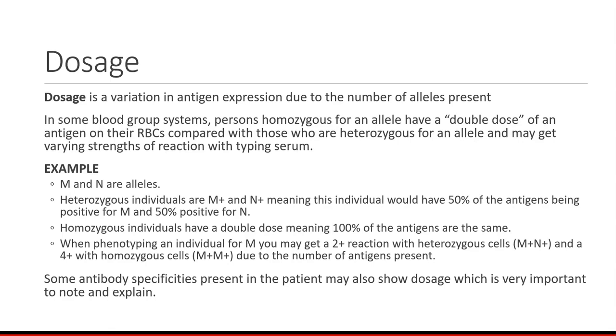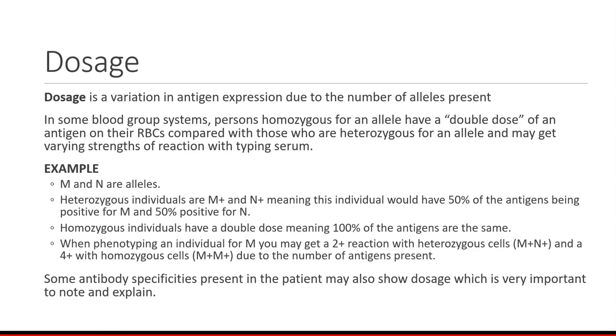So remember, the alleles code for the antigens on the cells. Let's give an example. M and N are alleles. They're in a blood group system that we will learn about soon. Heterozygous individuals are M positive and N positive, meaning this individual would have 50% of their antigens being positive for M and 50% positive for N. Homozygous individuals have a double dose, meaning 100% of the antigens are the same.